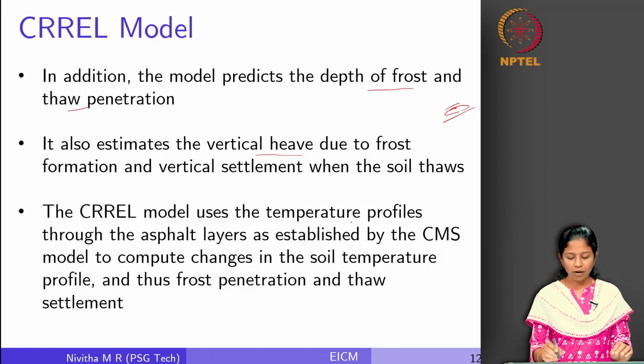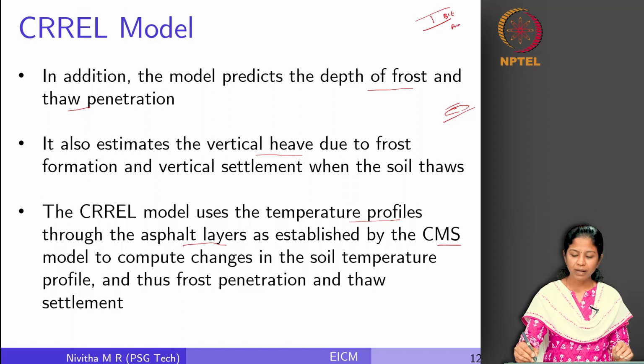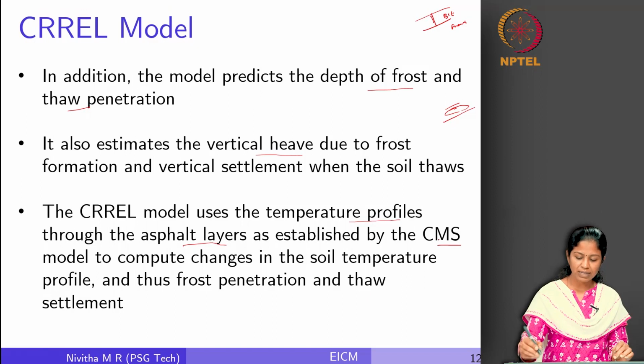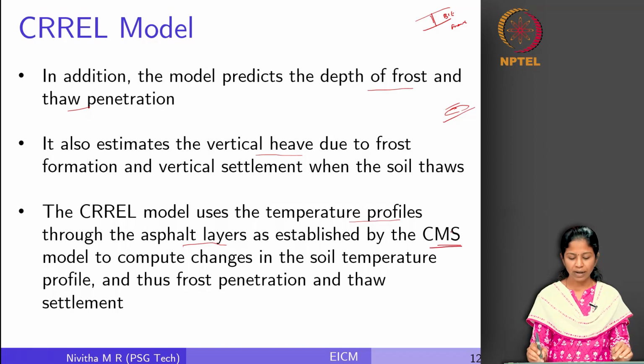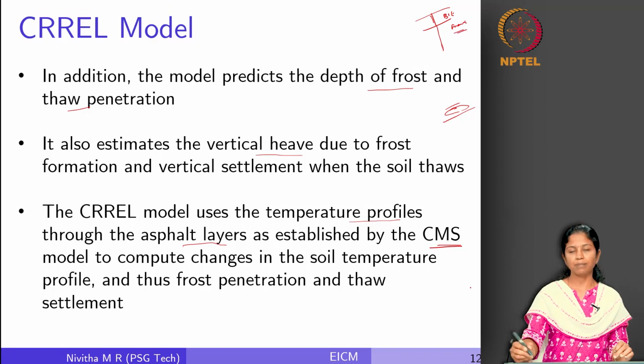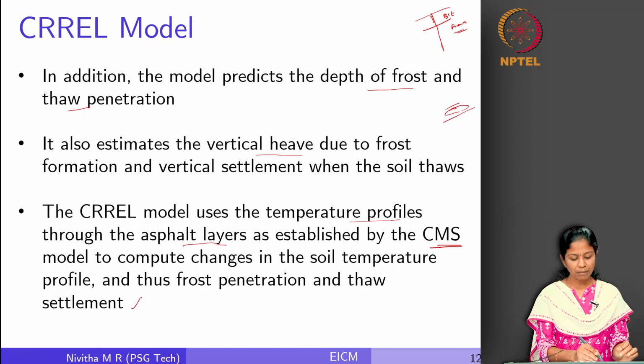The CRREL model uses temperature profiles throughout the asphalt layers as established by a CMS model to compute change in soil temperature profile. So, initially we have the bituminous layer and following that we have the granular layer, right. It uses the temperature profile in the bituminous layer which is calculated by the CMS model, and then it is used to calculate the temperature in the granular layer subsequently. So, there is an interaction between these two models in the case of temperature calculation.